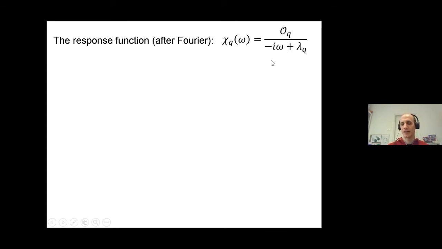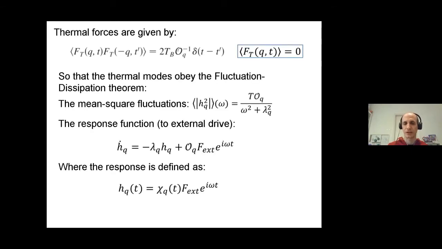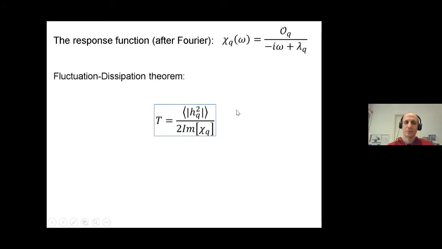And now having the response function, which is an imaginary function, as you can see from the i here, and the mean square fluctuation, which we calculated here, which is a real function, we can plug them into this fluctuation dissipation relation, which says that the mean square fluctuation divided by twice the imaginary part of this response function is equal to the temperature, and that's exactly what these functions obey. So it's a constant, and that constant is just the temperature.